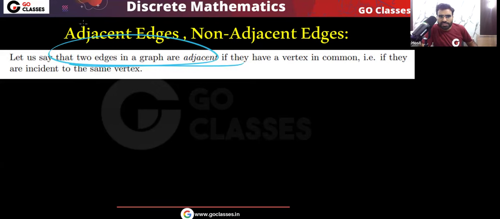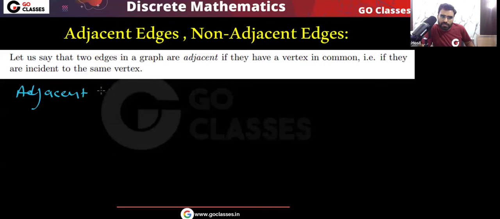So two edges in a graph are called adjacent if they have a common vertex, or I can say if they have a common endpoint. And what are non-adjacent edges? If they do not share any common vertex, if they do not have any common endpoint. So let me show you how the adjacent edges look like, and non-adjacent edges, how they look like.